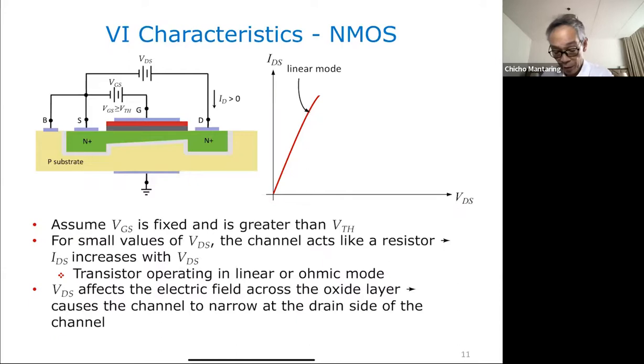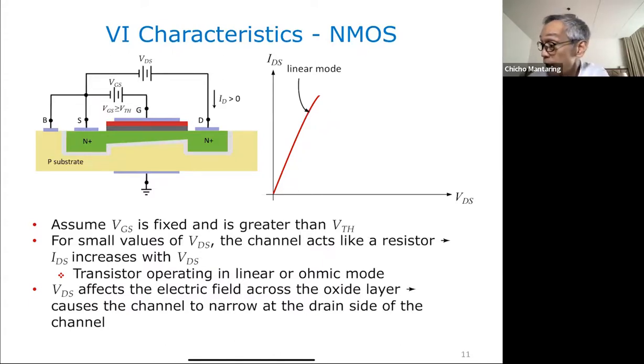Okay, what are the VI characteristic curves? How do the VI characteristic curves look like? So let's assume that VGS is fixed. So assume that the value of this is fixed. We will not change that. Of course, there has to be a channel here. So for there to be a channel here, we know that VGS has to be greater than or equal to the threshold voltage.